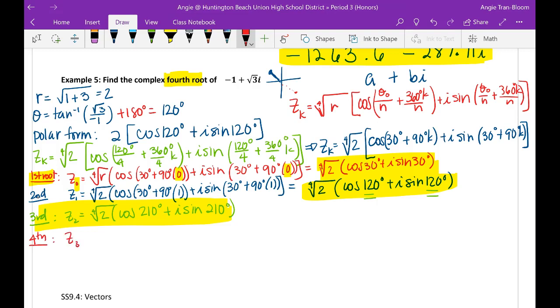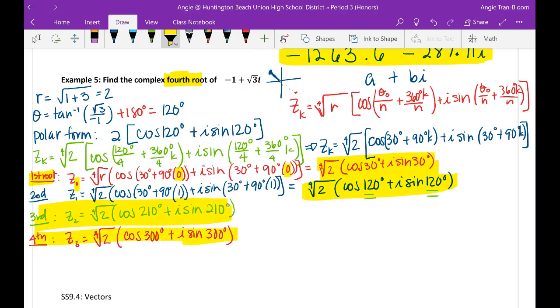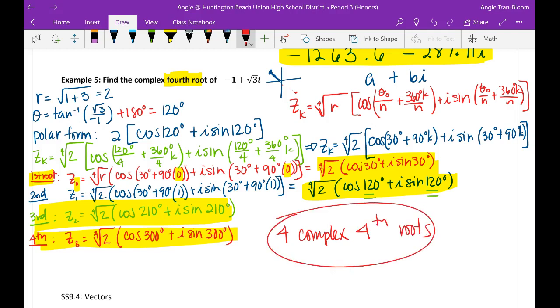So z of 3 equals the fourth root of the radius. I'm just going to add 90 to it. So cosine of 300 degrees plus i sine of 300 degrees. And that is my complex fourth root. So these are the 4 complex fourth roots. And then you have to find them all.